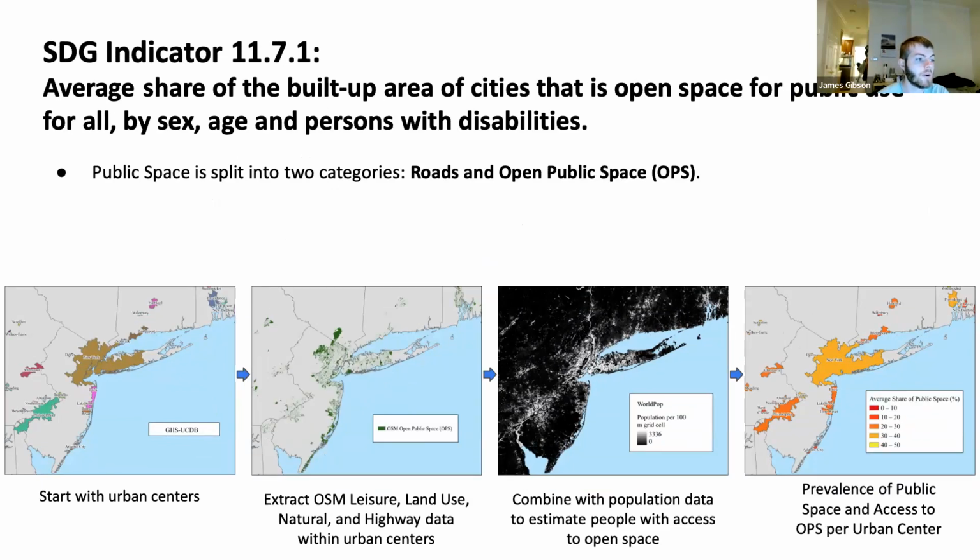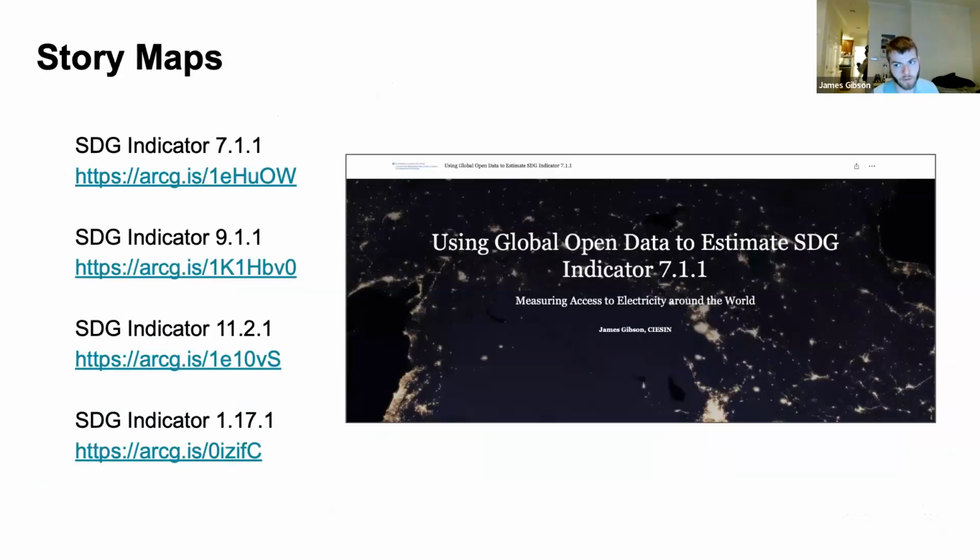Then indicator 11.7.1 is focused on access to open public space, so parks and different green spaces and roads in urban areas. Again, we're using OSM data to do this, filtering for parks and different green spaces, overlapping that with population data and calculating the indicator. So the overall methodology for all these indicators is very similar, and we're working with SDGs today.